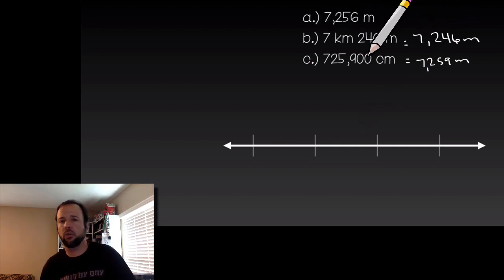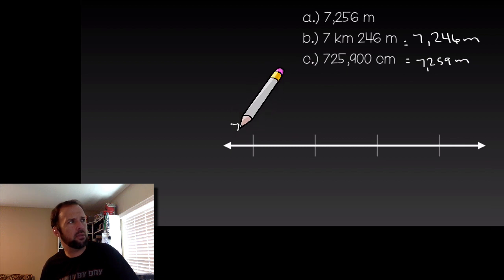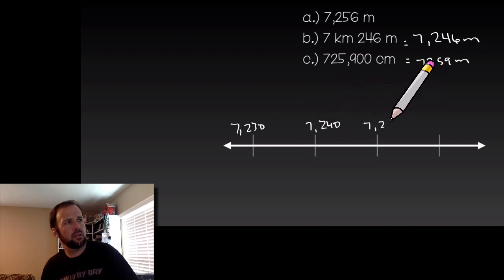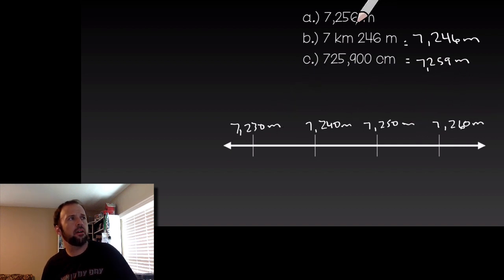So if I look at these numbers a little closer, I have 7,250, 7,240, 7,250. So let me do this. Let me label this maybe as 7,230, 7,240. Okay, and these are all in meters here. All right, now we can label through here. So 7,256, 7,256 would be a little more than halfway.